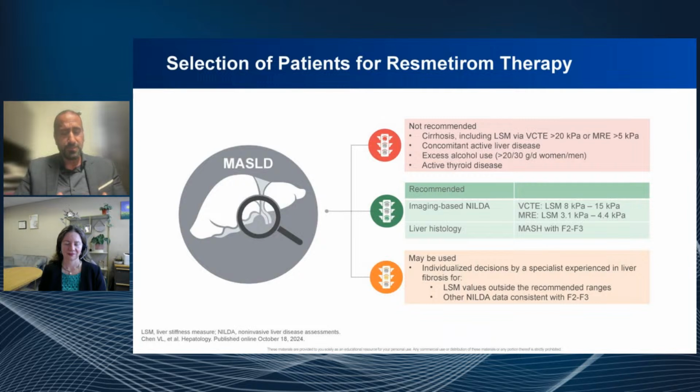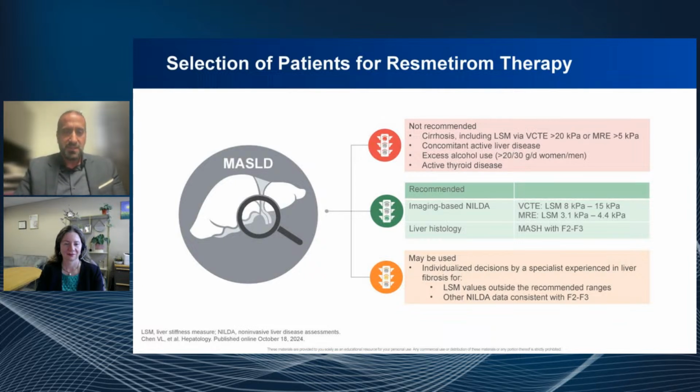We also have some small data set showing that patients with moderate alcohol consumption may actually respond the same way as the traditional patients with MASH to resmetirom. So this is a new category we call MET-ALD, and we've presented some data on 75 patients with potentially MET-ALD that were treated with resmetirom and had similar response on fibrosis regression and MASH resolution.